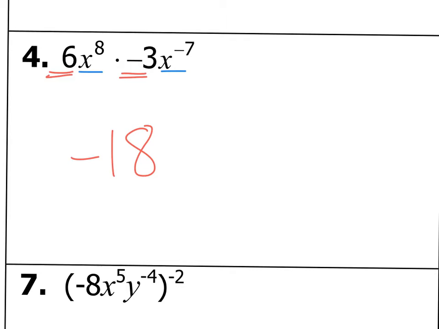And now I see that I have a base of x. When I have the same base and I'm multiplying, what will I do with these exponents? With these exponents, I'm going to add them. So if I add the exponents, that's 8 plus negative 7. And this is going to give me negative 18x to the power of 1, or just negative 18x.